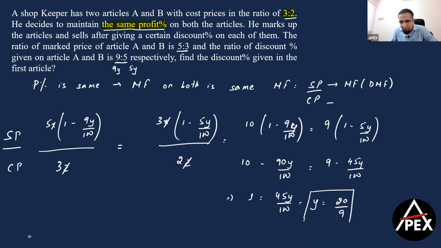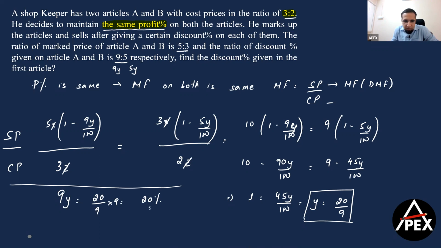Now the question has not asked us the value of y. In fact, the question asks us the discount given on the first article, which is 9y. So 9y would become 20 by 9 into 9, which is equal to 20%. So a very seemingly difficult question, right?